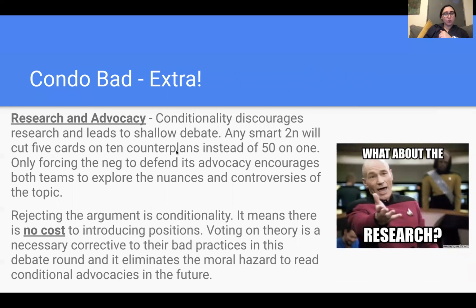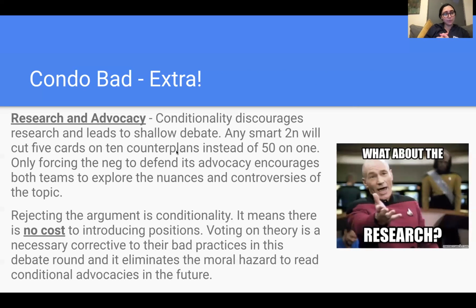So there are additional arguments that exist for conditionality bad. First is research and advocacy. Conditionality discourages research and leads to shallow debate. This was some of the impact arguments I was making on strategy skew. If you're a smart 2N and you know that conditionality can be used at any point, then you can cut 5 cards on like 10 counterplans instead of cutting 50 cards and focusing your research on one core counterplan. What this argument says is that only forcing the negative to defend its advocacy actually encourages both teams to explore the nuances and controversies of the topic.